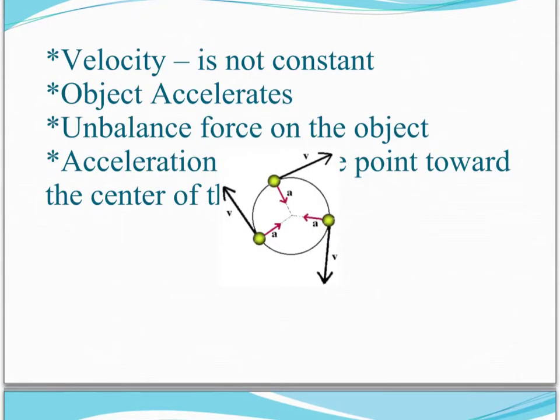Alright, as it's moving around the circle, the velocity will not be constant because why? It's changing direction. If it's changing direction, it's going to be accelerating. Unbalanced forces on the object, you have acceleration. That point towards the center.